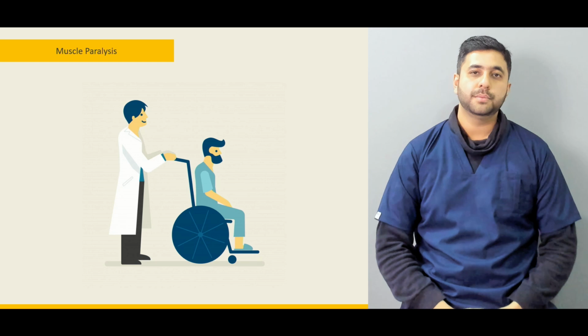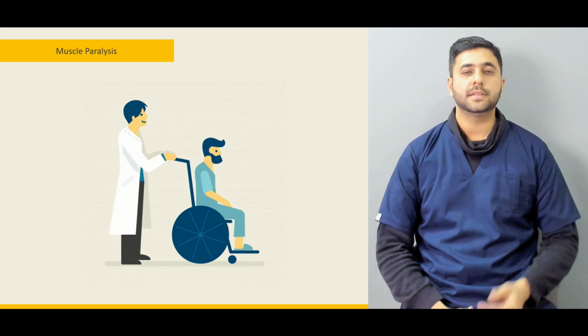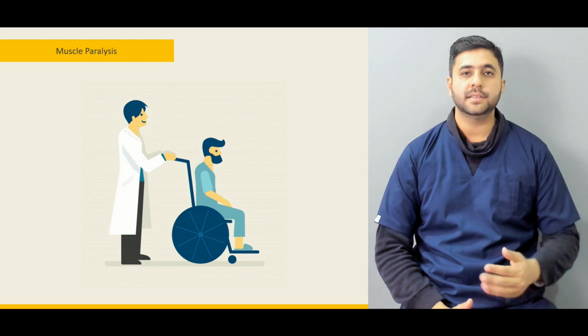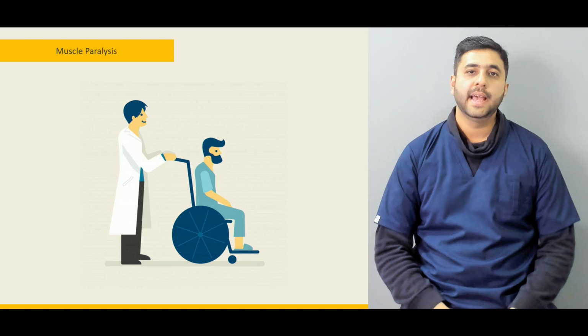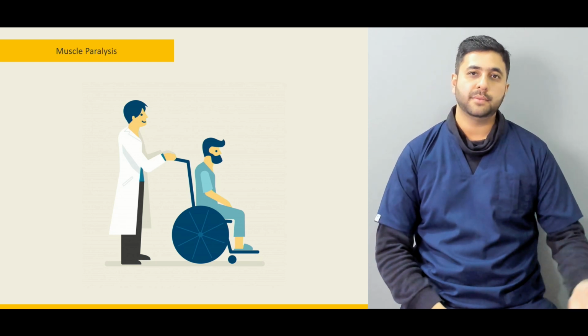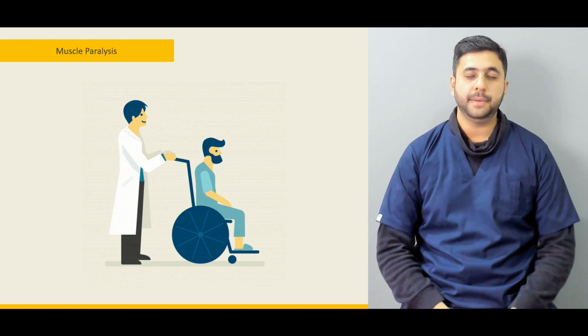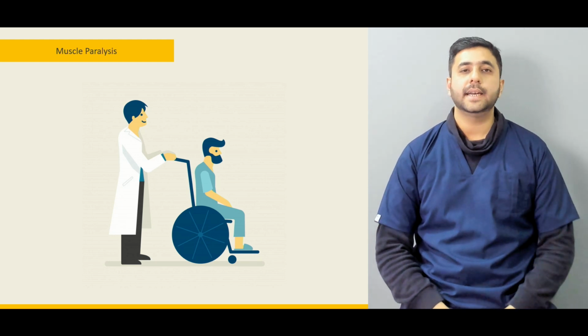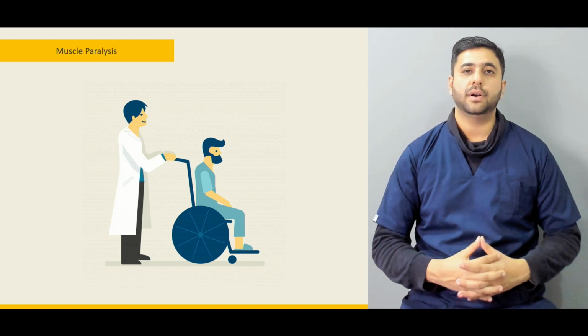For example, you must be familiar with the term muscle paresis. Paresis is the term which signifies muscle weakness, but it is a milder muscle weakness as compared to a generalized paralysis. And on the other end of the spectrum, we have a term which is called plegia. For example, paraplegia or quadriplegia. Plegia means a complete absence of muscle power, a complete inability of the muscle to contract.